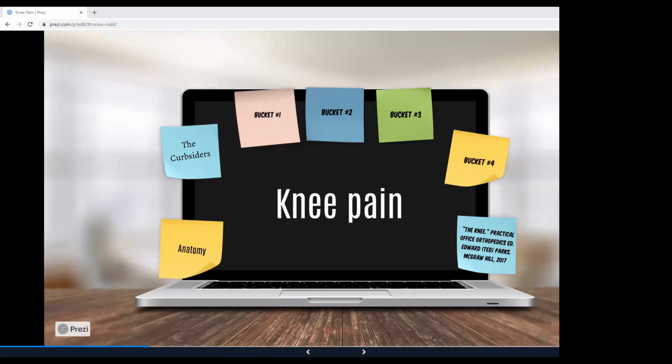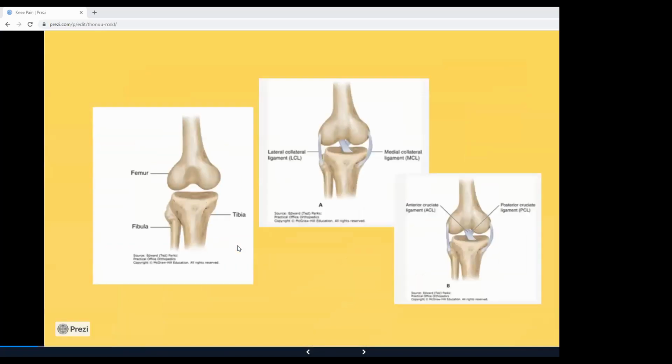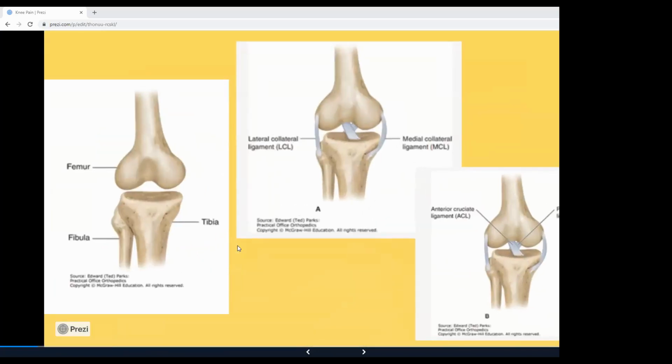Wonderful. All right. So the knee, it's a relatively simple joint. And if we think about its anatomy, we really have to think about 4 different bones. We have the femur, the fibula, the tibia, and of course the patella. You have to think about 2 tendons, 4 different ligaments. So we're thinking collateral and cruciate. And you have to think of the 2 different types of cartilage that we have.